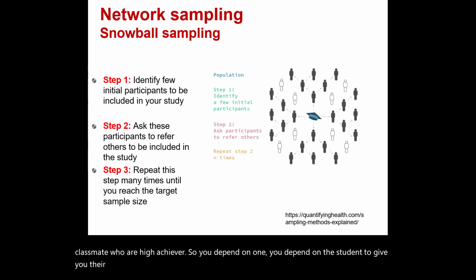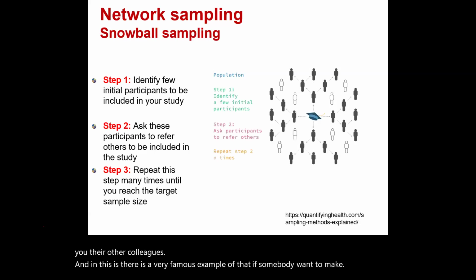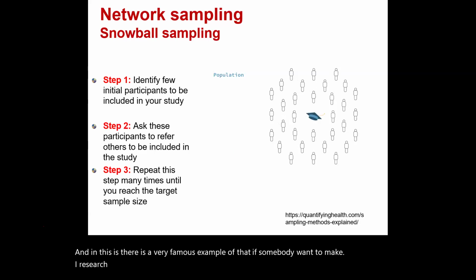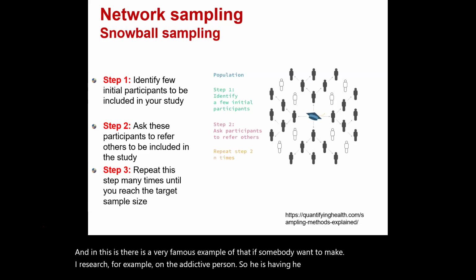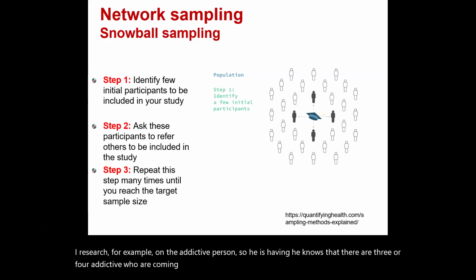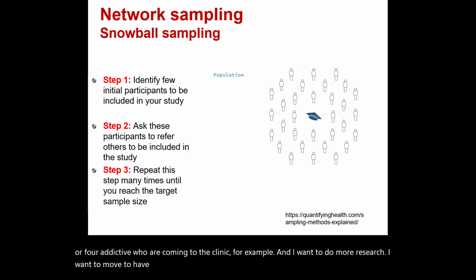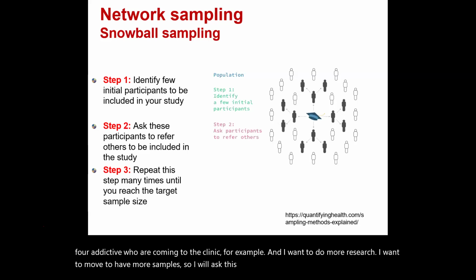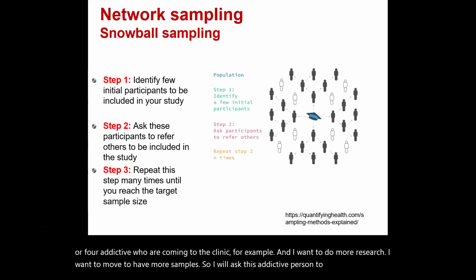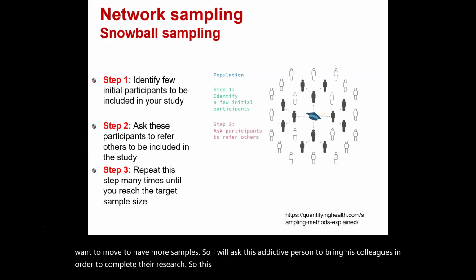And there is a very famous example of that. If somebody wants to make a research, for example, on addicted persons, so he knows that there are 3 or 4 addicts who are coming to the clinic, for example, and I want to do more research. I want to have more samples. So I will ask this addicted person to bring his colleagues in order to complete the research. So this is why it is called the snowball sampling.